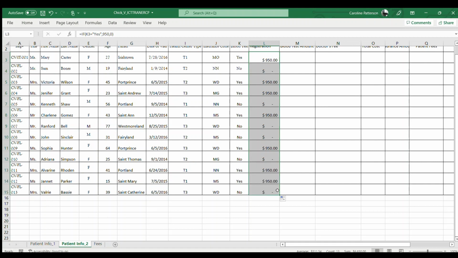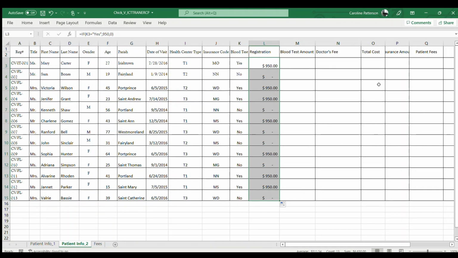And you simply just drag the right corner of the cell down until you reach the last row of customers. Now, the next thing that we're going to do is to calculate the amount that they paid for handling the blood fee, right? The blood test.